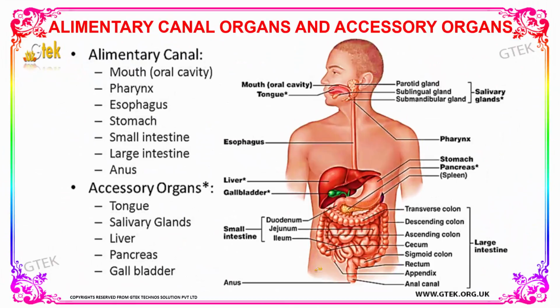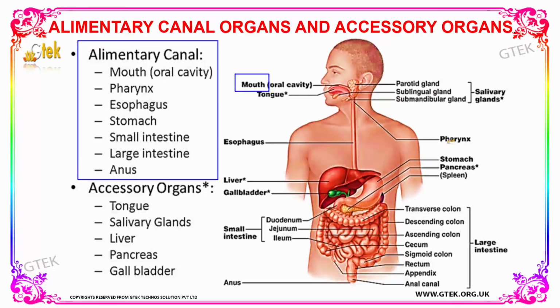Here you can clearly see the two types of organ sets that help a human in digestion. Your alimentary canal organs are the mouth, the pharynx, the esophagus, your stomach, your small intestine and large intestine, and the anus. So these are the alimentary canal organs.